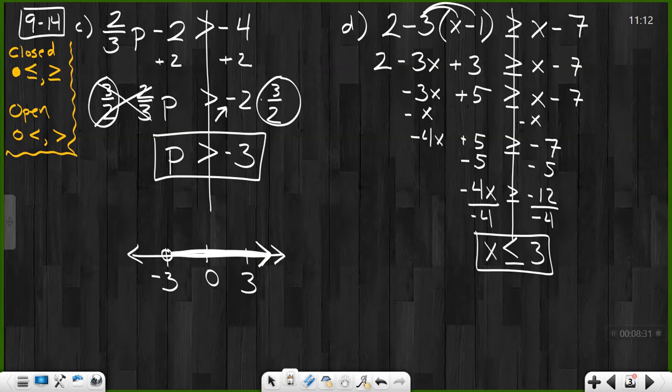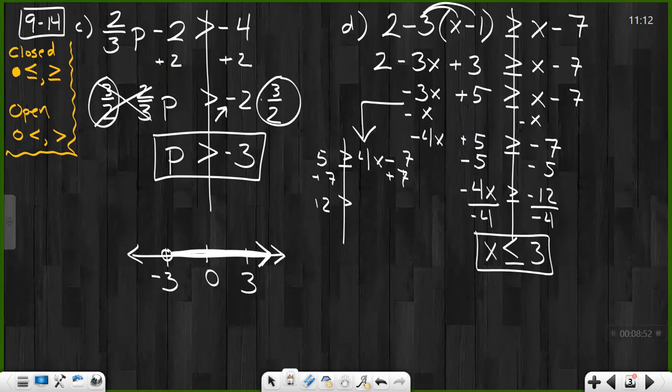All right, I just want to show an alternate route here for a moment. Some of you in this step would have done something differently. Instead of subtracting x from each side, many of you probably would have added 3x to both sides, giving you 5 is greater than or equal to 4x minus 7. I'm going to show you that that's not wrong. All right, it's okay to do that. I'm going to add then 7 to both sides. You're going to end up with 12 is greater than or equal to 4x.